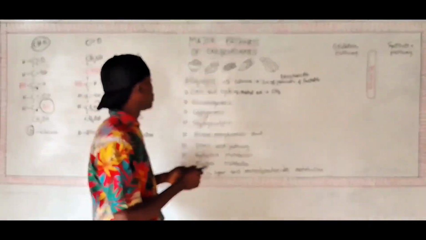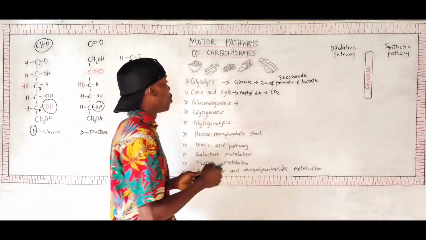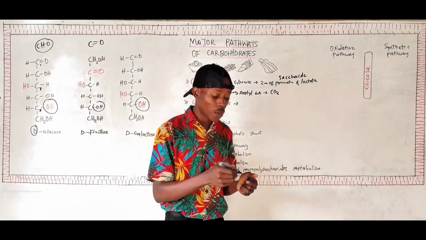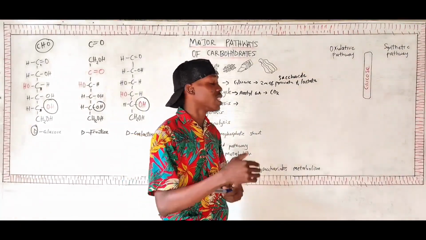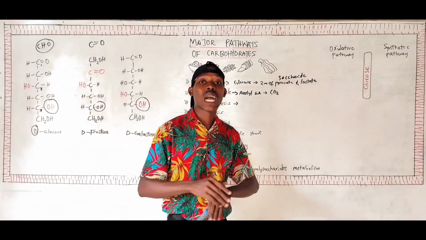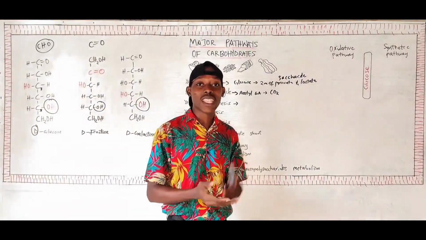So moving on to the next pathway, which is gluconeogenesis. Gluconeogenesis involves the formation of glucose from non-carbohydrate precursors. That is, we are synthesizing glucose from a precursor that is not carbohydrate. For example, we have amino acids and glycerol.